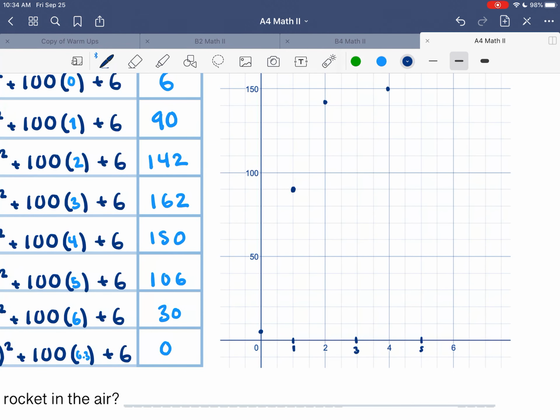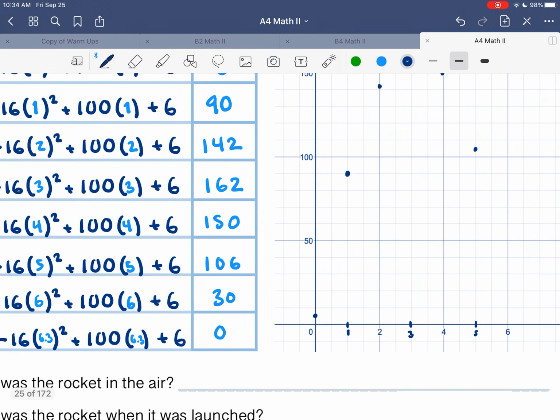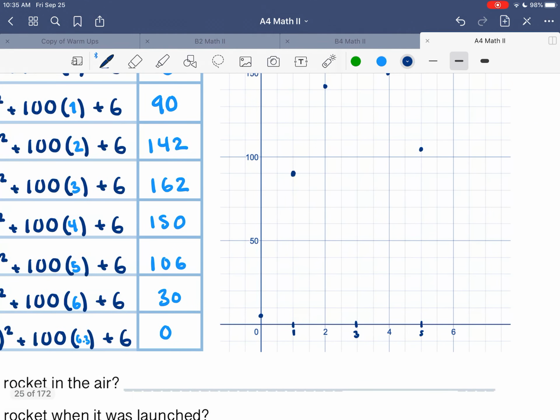5 is here, up 106. Oops, not that low. A little bit more than halfway. And 6, 30. And 6.3 is just a little bit, so this line right here is 6.5. So 6.3 is a little bit more than halfway to that one. And so that's where we put our 0, is at 6.3.